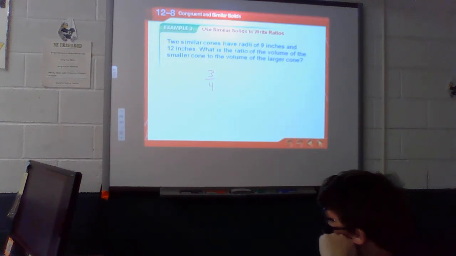But now they ask us, what is the ratio of the volumes? So what do I have to do to this to find the ratio of my volumes? I got to cube it. And I got to cube both the top and the bottom. So what's 3 cubed? Well, it's 4 cubed.